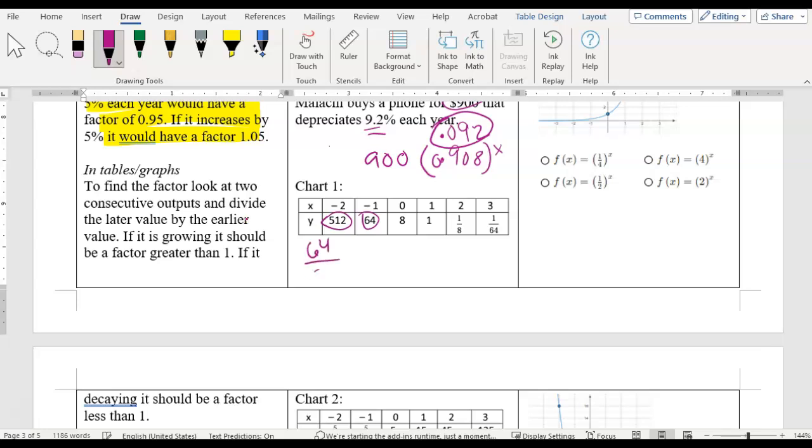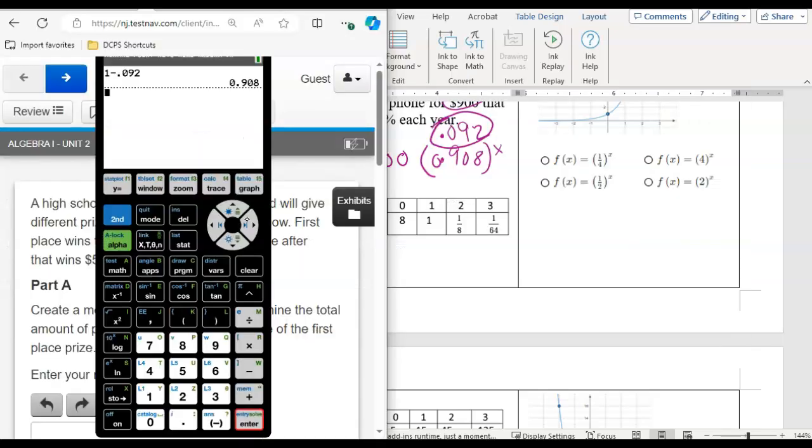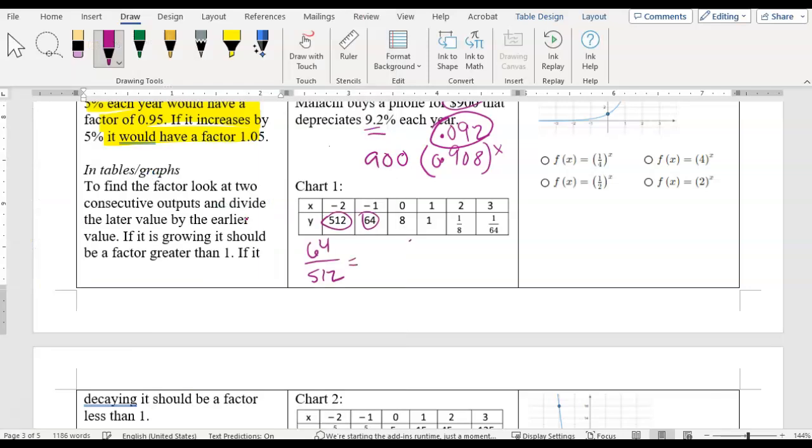So 64 divided by 512 is going to give me 1/8. We can put that in decimal form. 64 divided by 512 gives us 0.125. So that is our factor there. Our starting value is 8. So this would be 8 times 0.125 to the power of x. We can see that the numbers are going down. They're decreasing. So this decimal makes sense here because we see that it's decreasing, and it's decreasing pretty rapidly too.